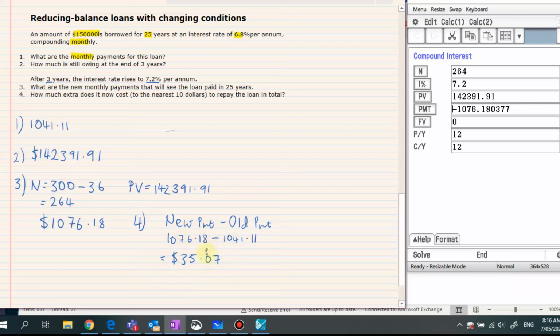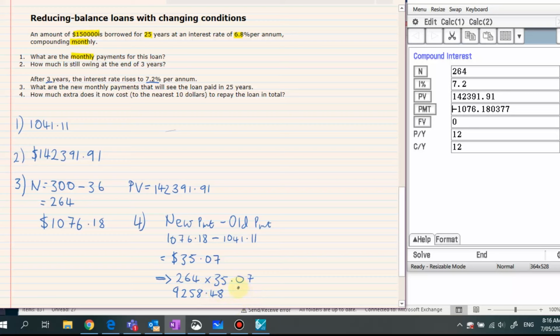Now that's not our end there. So how much extra does it cost? Well, he paid that much extra for 264 payments. So then we go 264 times $35.07. Then we get $9,258 and 48 cents.